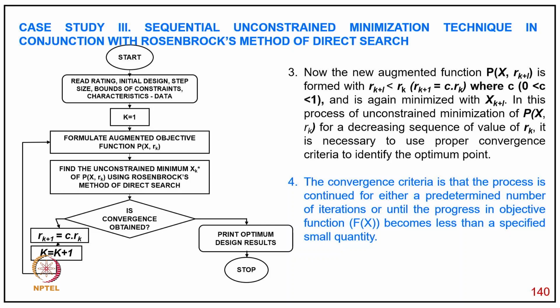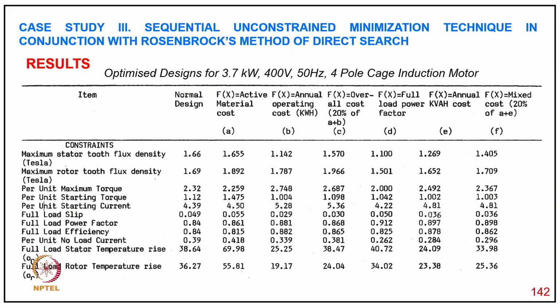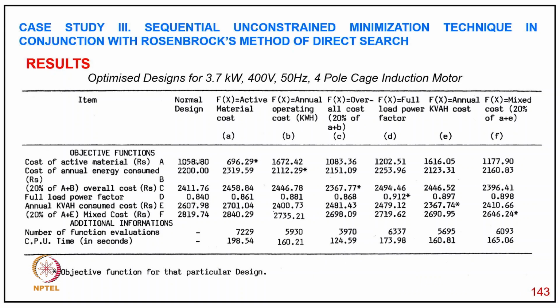So the convergence criterion is that the process continues either for a predetermined number of iterations, or until the objective function becomes less than a specified small quantity. And this is typically the optimization of a 3.7 kilowatt, 400 volt, 50 Hz, 4 pole motor with different objective functions, six objective functions which we define. So the value of the variables, then the value of the constraints, and then the value of the objective function. You will find in all these designs that the objective function value is typically the minimum or maximum corresponding to different designs.